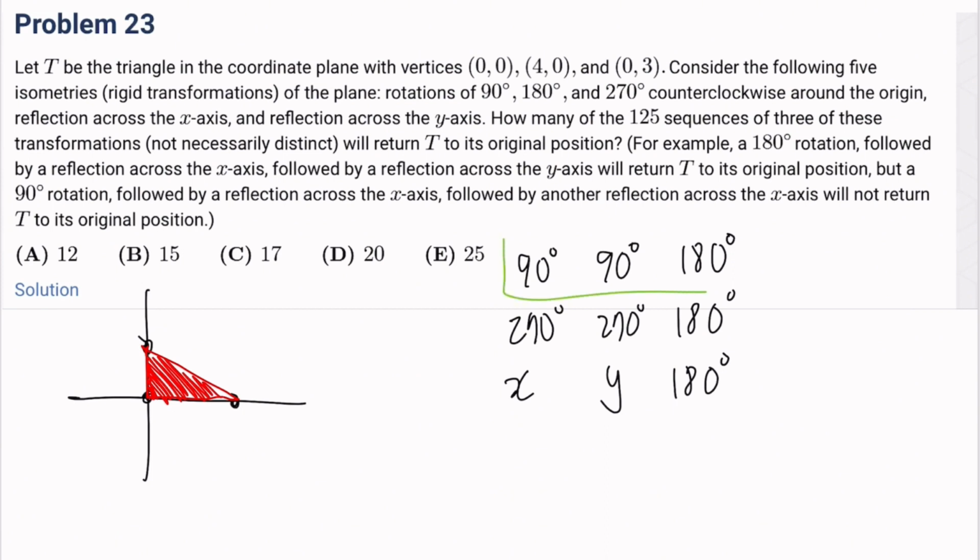So first, let's look at this one, 90, 90, 180. This will give us three possibilities, because 180 can go first, second, or third. And by the same reason, this will also give us three possibilities: 180 can go first, second, or third. But then this last one, all three are different, so this gives us 3 factorial equals 6 possibilities. So it's 3 plus 3 plus 6, which is 12. So the answer is A.